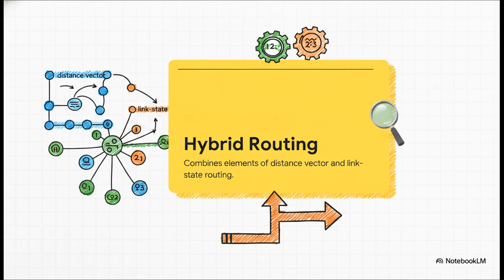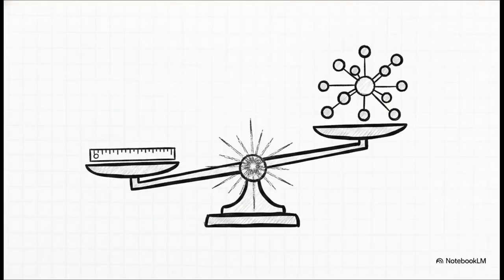But what if you want the absolute best of both worlds? Well, that brings us to hybrid routing. Just as the name suggests, this algorithm borrows features from both distance vector and link state routing to make its decisions. Hybrid routing hits the absolute sweet spot.